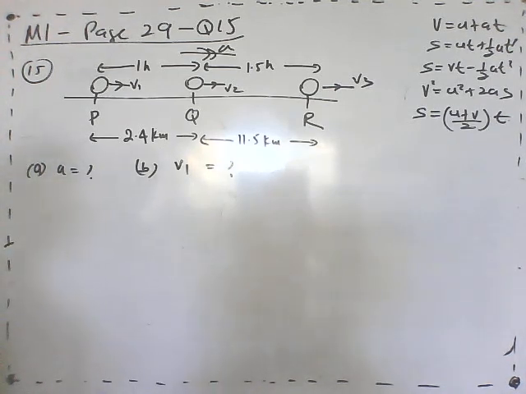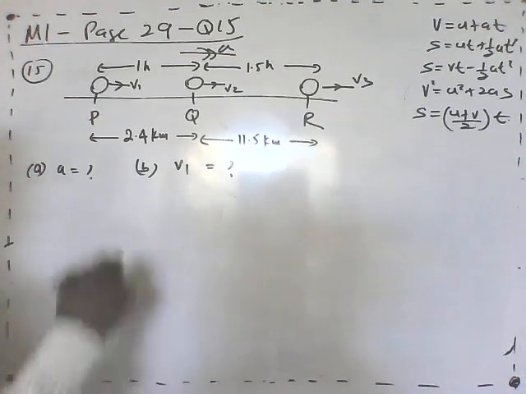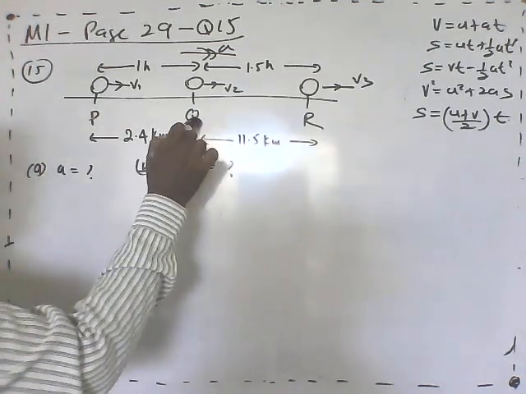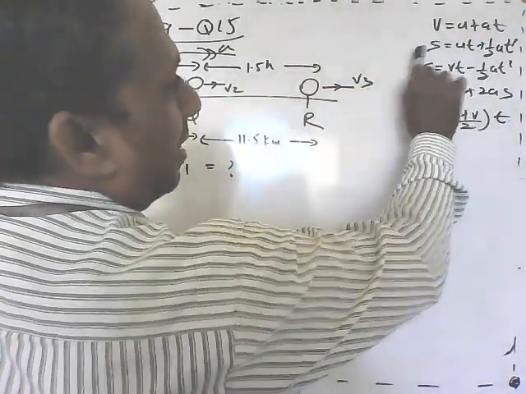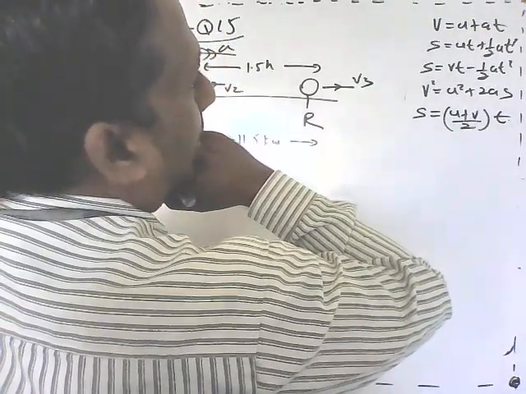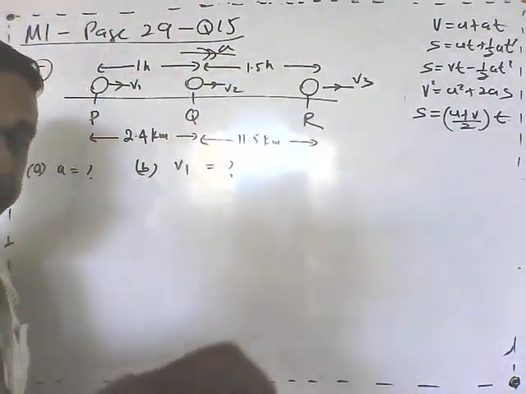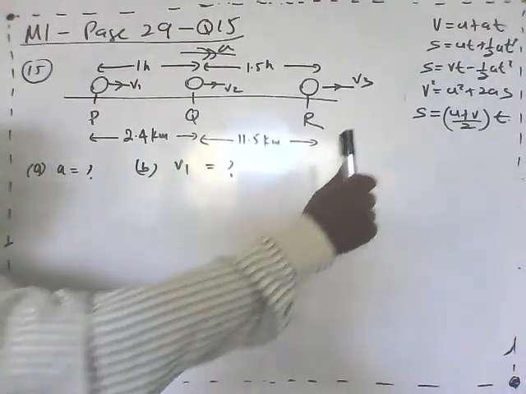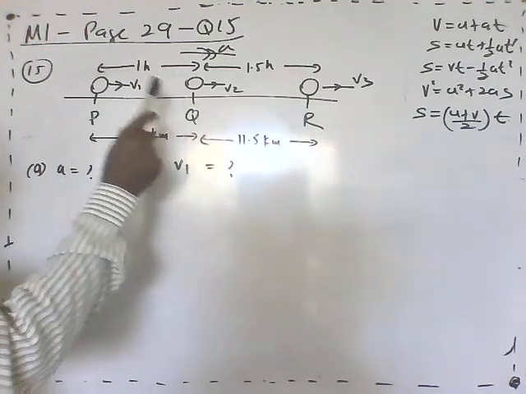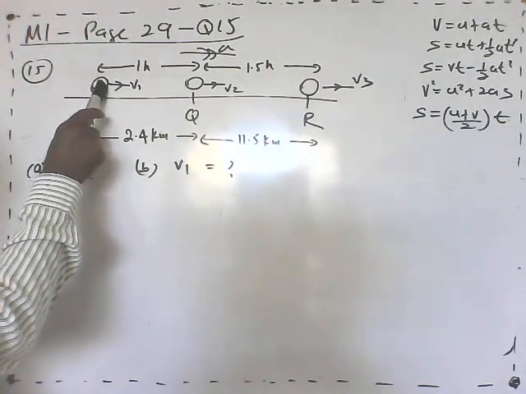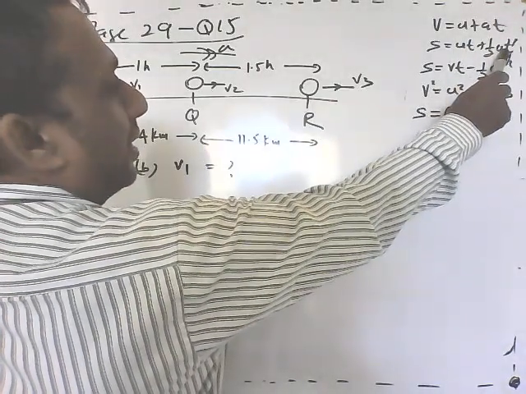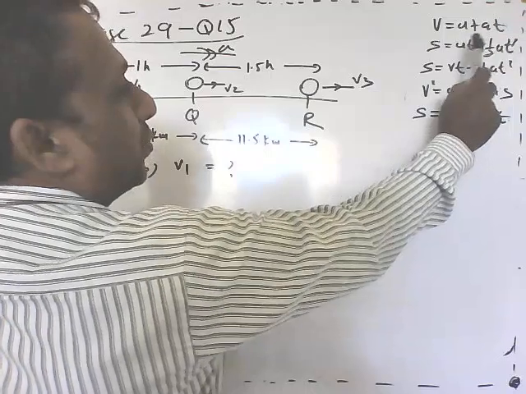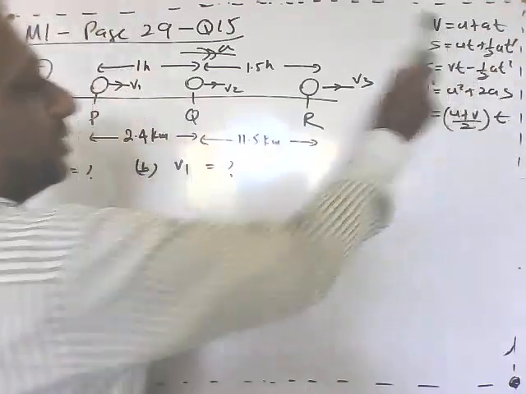Now, if you consider the PQ section and if you apply S equal ut plus half at square, right? If we apply S equal ut plus half at square from P to Q, V1 will get involved, the initial velocity is V1, and acceleration also will get involved. Those are the only two unknowns; t and distance we know.